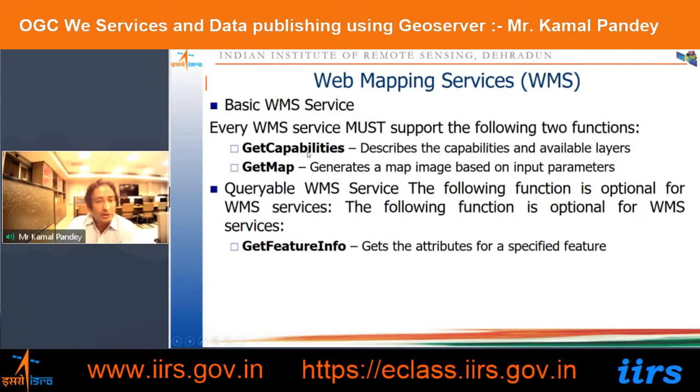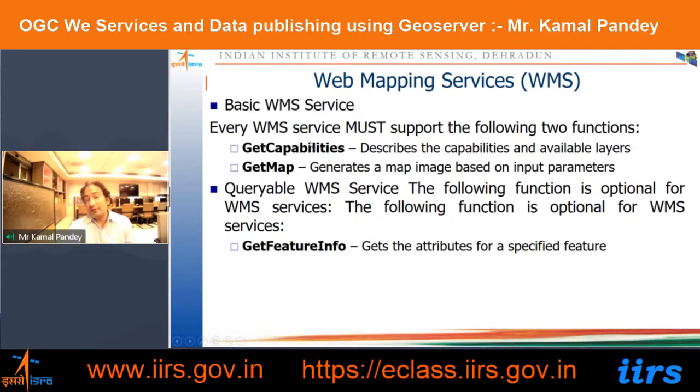What does get capabilities do? It describes the capabilities and the available layers. I have a GIS server and I have published n number of layers as WMS, correct? Once these layers are published as WMS, they become the capability of that server. So what this get capabilities method will do is fetch me the list of all those layers, and from those layers I can select a particular map, by the method called get map.